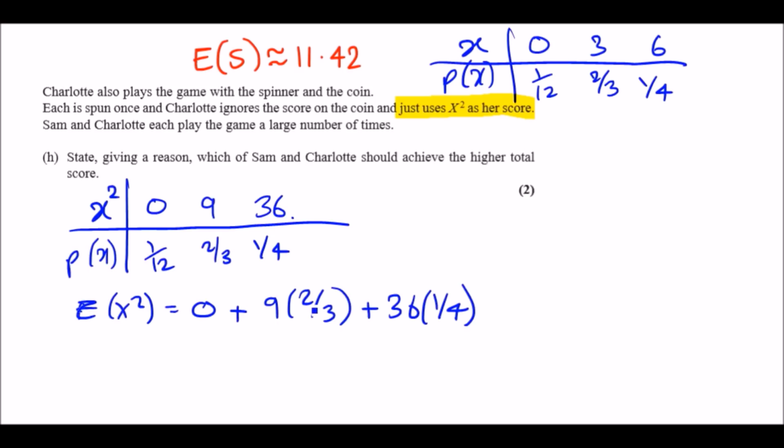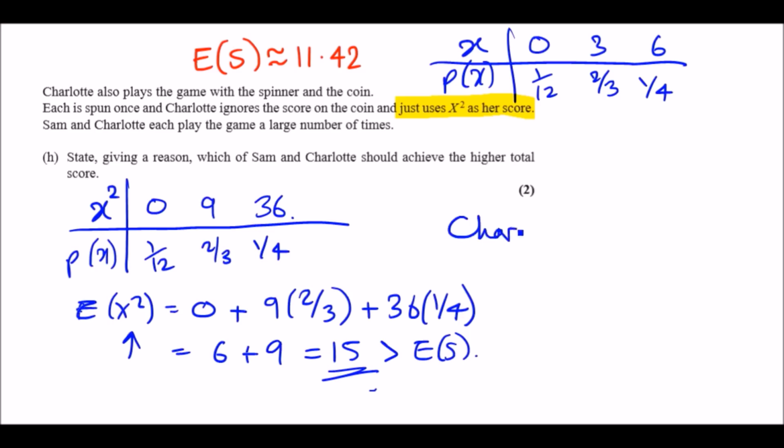Now just working this out quickly, actually, you can do this mentally. So you go 18/3, which would be 6, and 36 over 4 would be 9, so it would be 6 plus 9. So it's actually 15. So technically, it's asking for the reason which of Sam and Charlotte should achieve the higher total. Well, Charlotte is clever. She's using the x squared score, so Charlotte will be getting much higher than Sam's score. So you can say the score of Charlotte is higher. So that's the answer. It would be Charlotte. Reason: 15 is greater than the expected value of s.